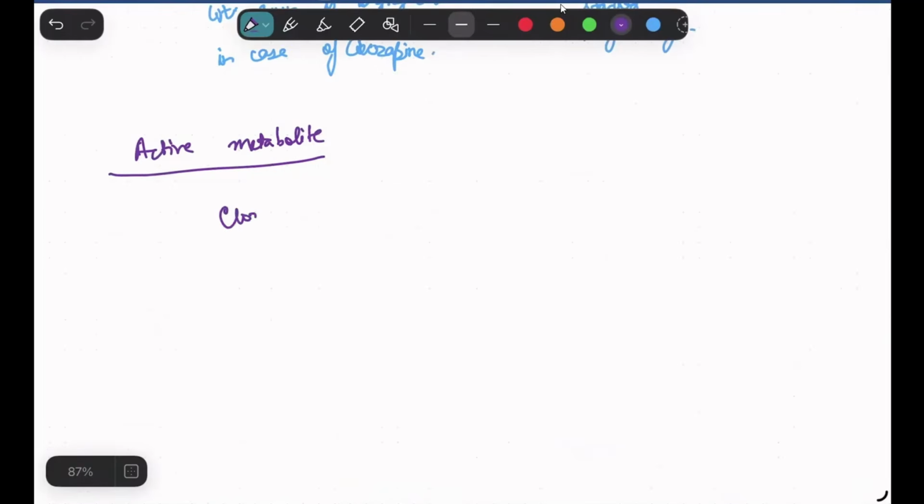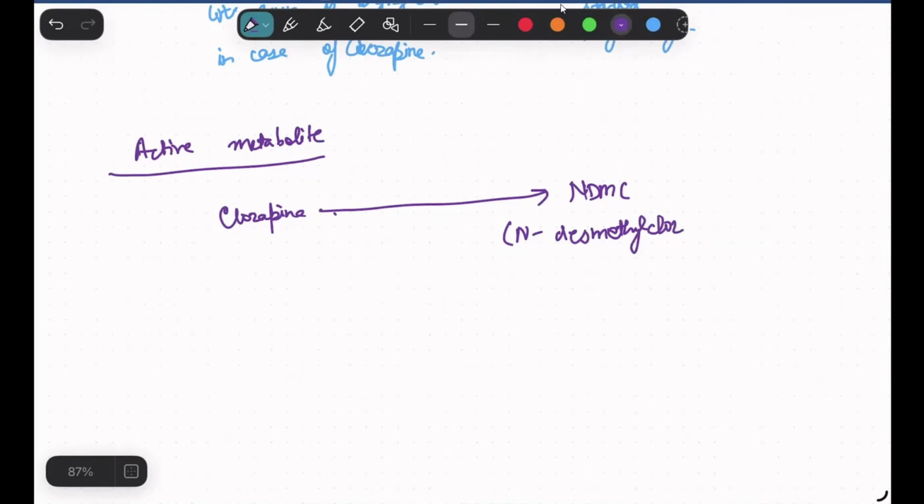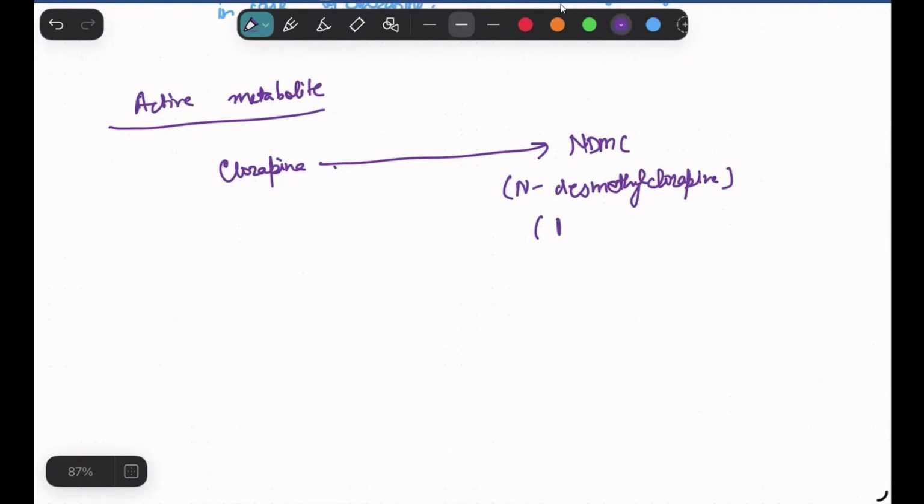So what happened? Once clozapine goes inside the body, it gets converted into NDMC. What is NDMC? N-desmethyl clozapine. So NDMC actually accounts for approximately 40 to 80% of the clozapine concentration. And you know what?